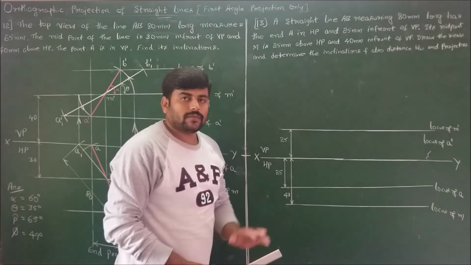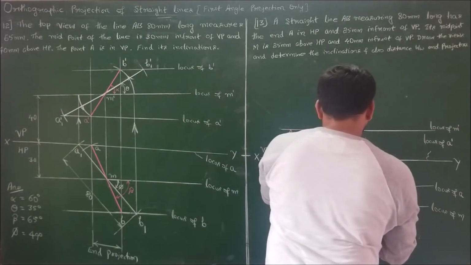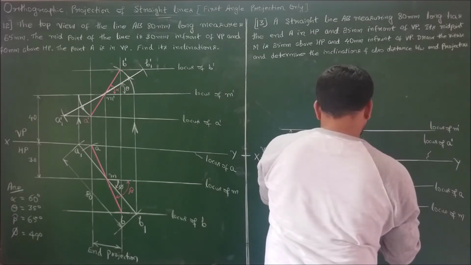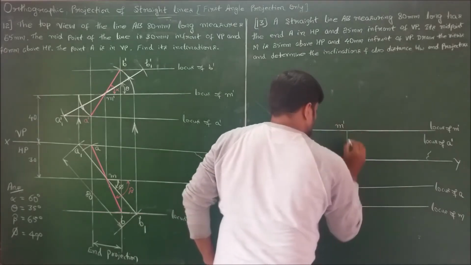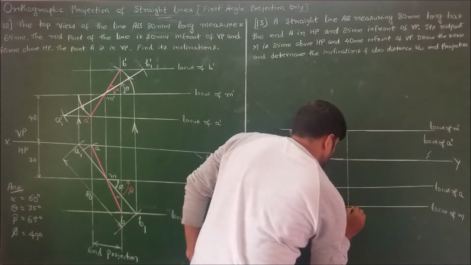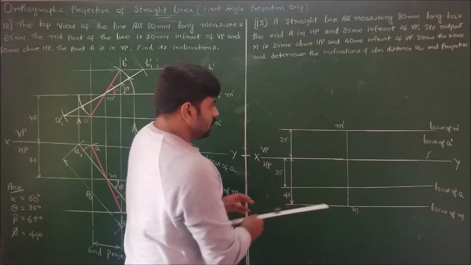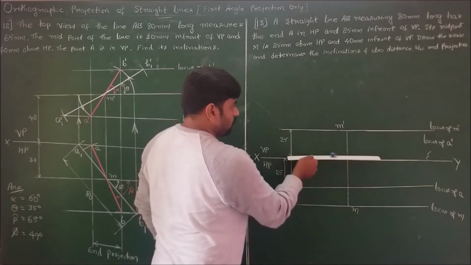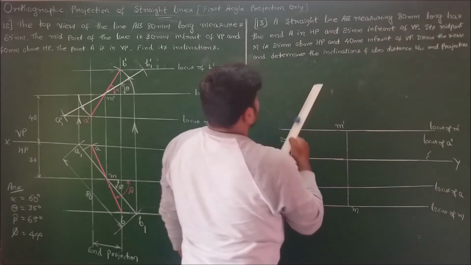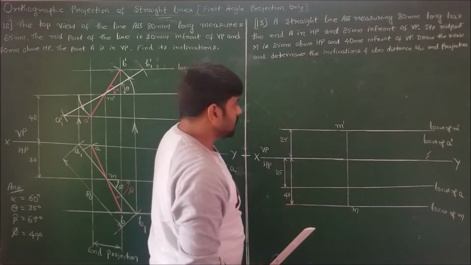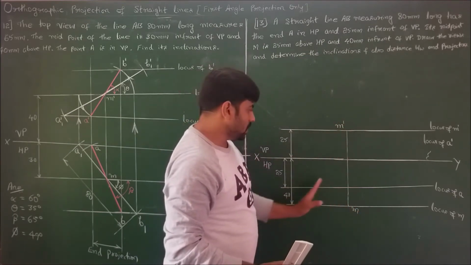Now, as I stated, we should start the problem by fixing the midpoint first. So therefore, fix the midpoint. Let me fix it exactly at the center. So taking the reference, I have fixed M dash and M. Using this, I should solve the problem. Now we know the locus of A, we know the locus of A dash, and we know the straight line AB measuring 80 mm long. So we know the true length, which means that 40 should come in front, 40 should come behind.